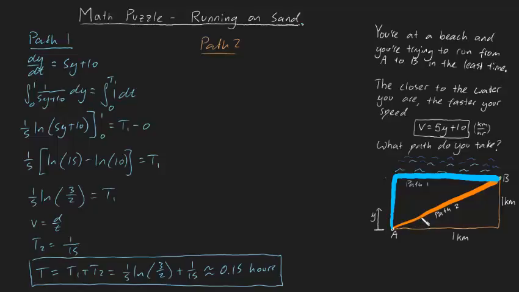Because v, in the general case, is going to be equal to ds/dt, right? We're running along a slope, so that means that v is going to be equal to ds/dt in the general case, right? Where s is just the distance along your path to where you are at any point in time t. So v is going to be equal to ds/dt, which is going to be equal to 5y plus 10, okay? Now integrating this is a little bit tough.